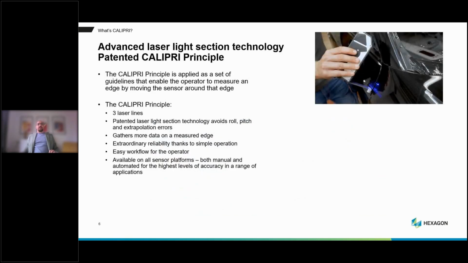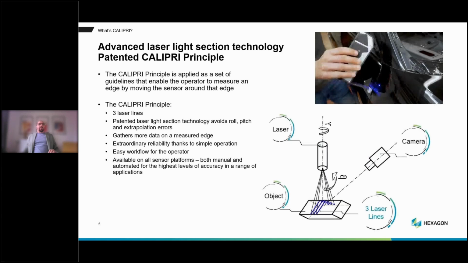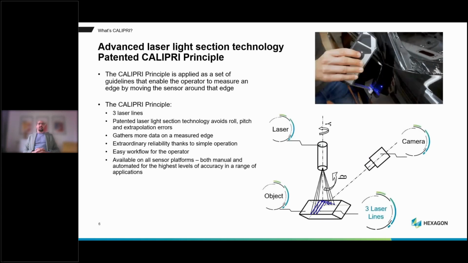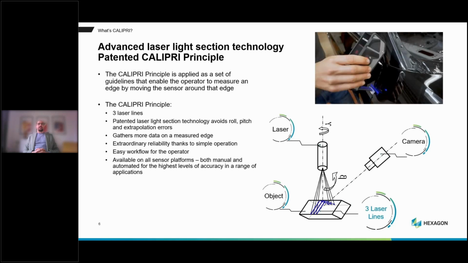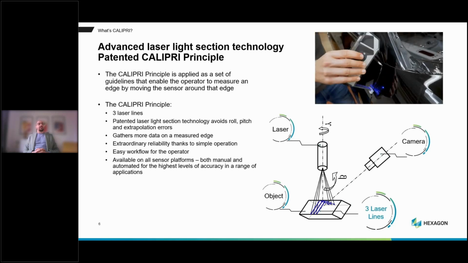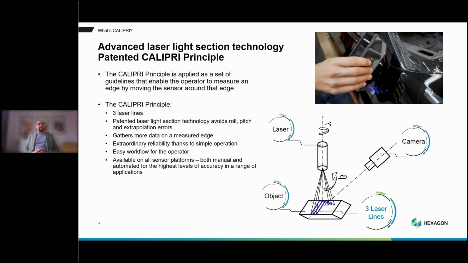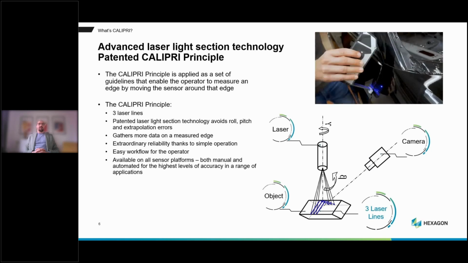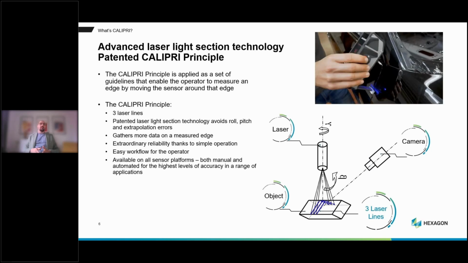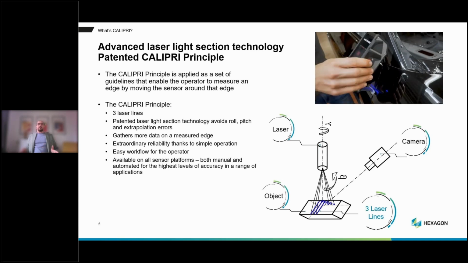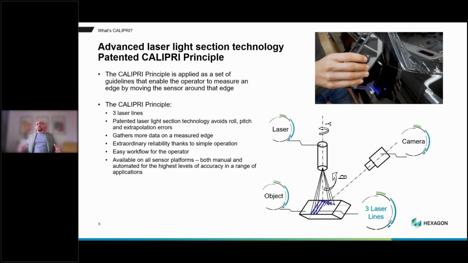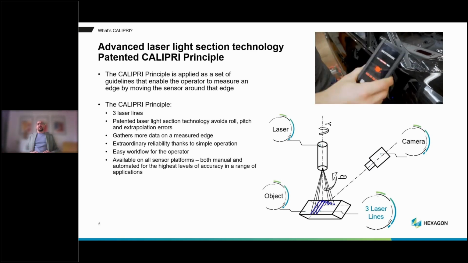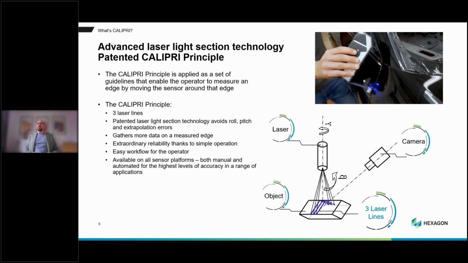So how does CALIPRI work? CALIPRI, in comparison to traditional laser triangulation, does not work with one laser line, but with 3 laser lines. So there is a measurement line in the middle and a reference line above and below. With that patented laser light section technology, we avoid roll, pitch, and extrapolation errors. So how do we do that? There's a measurement line in the middle, a reference line above, and a reference line below. Depending on the position of the sensor relative to the measurement objects, the reference line will have a certain distance and a certain position to our measurement line.